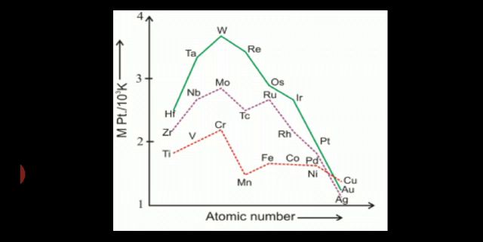Zinc, cadmium and mercury have no unpaired electrons. This is why these metals are soft and have low melting and boiling points. You can see zinc, cadmium, mercury at the bottom there. Got it? So in this way, in the graph you can see, mercury is a liquid at room temperature and has a melting point of around 230 Kelvin, we can say that.